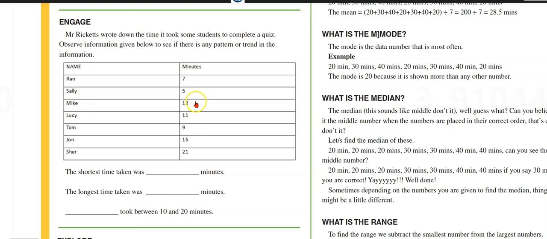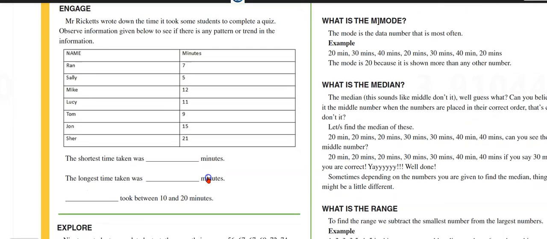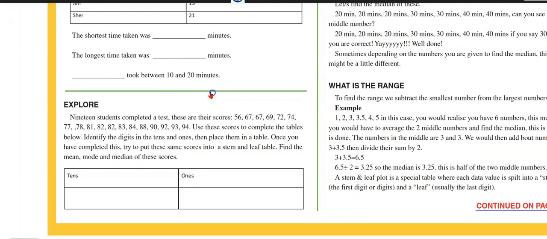So 1, 2, 3, 4. There are 4 students who took that time. So Mike is 1, Lucy, John, and Sher. They took between 10 and 20 minutes.